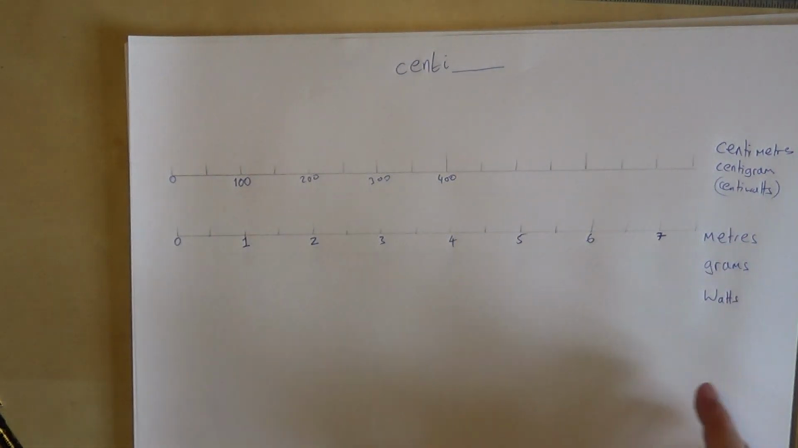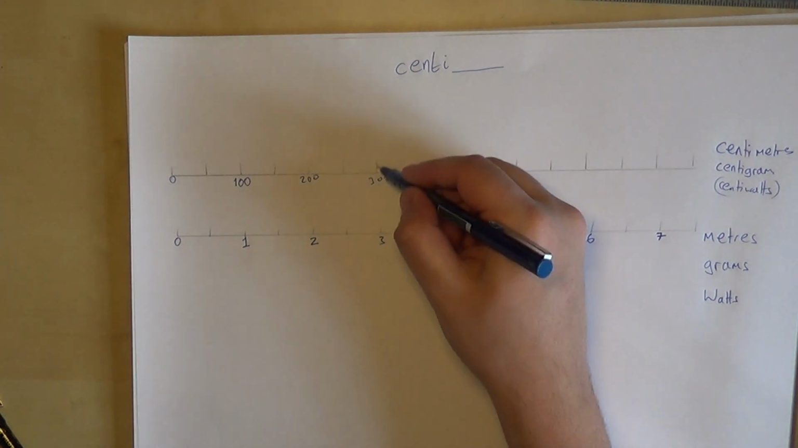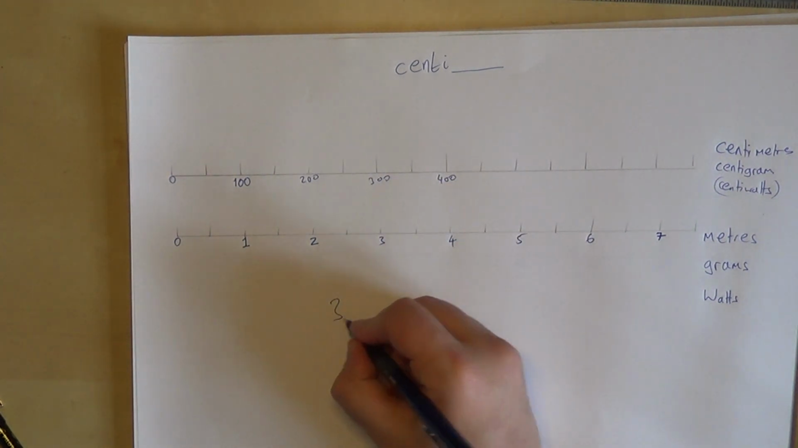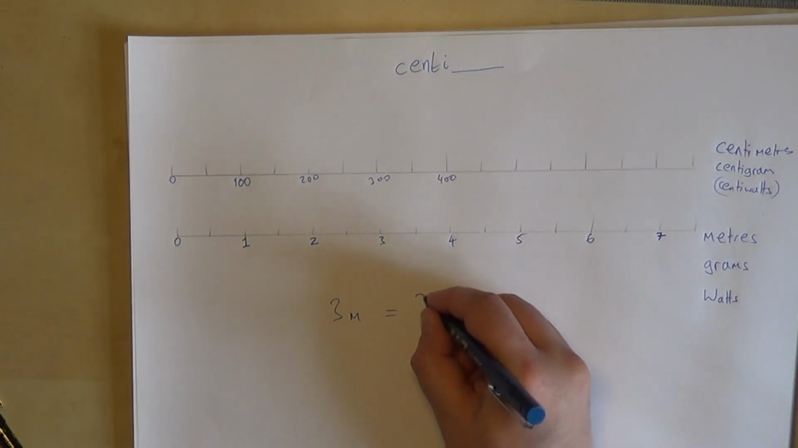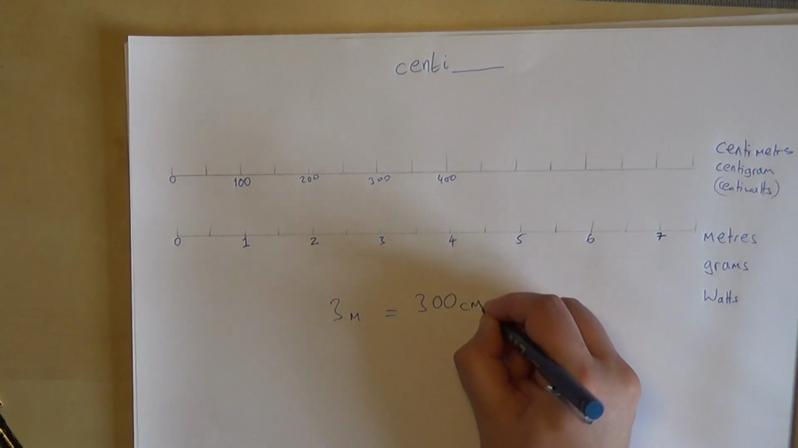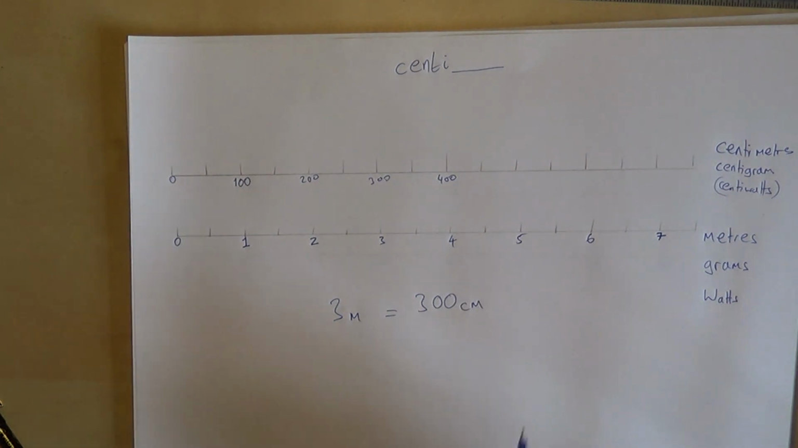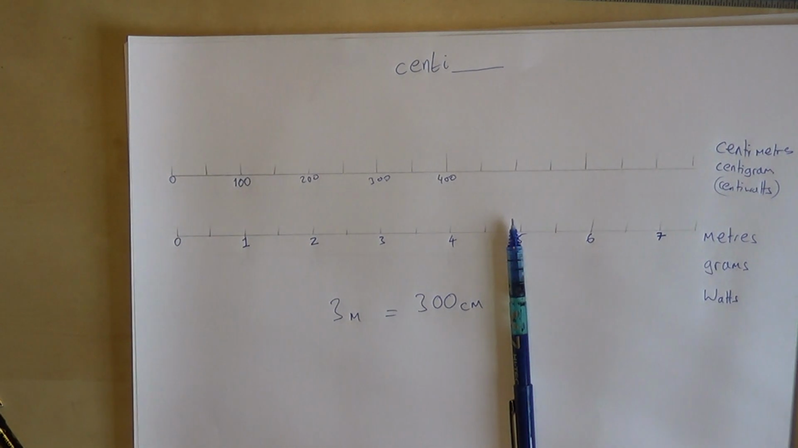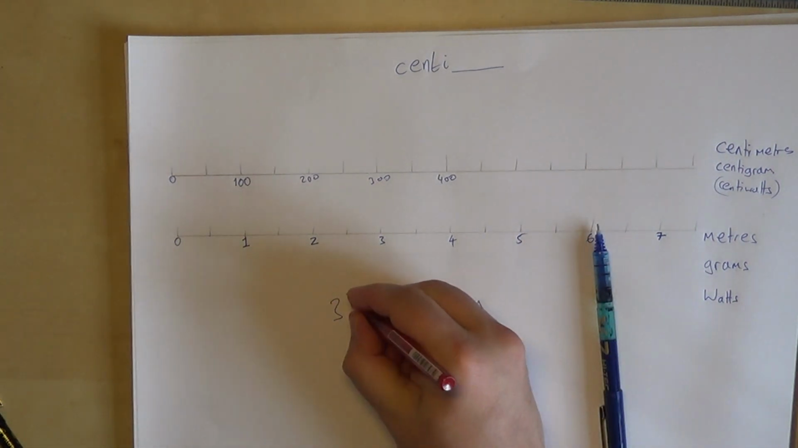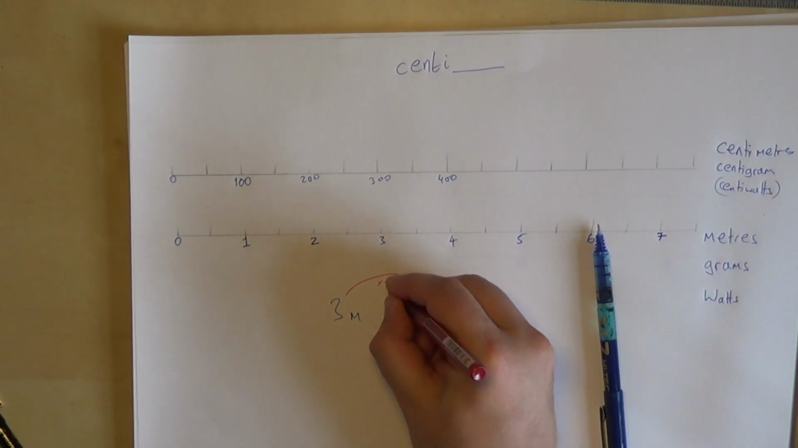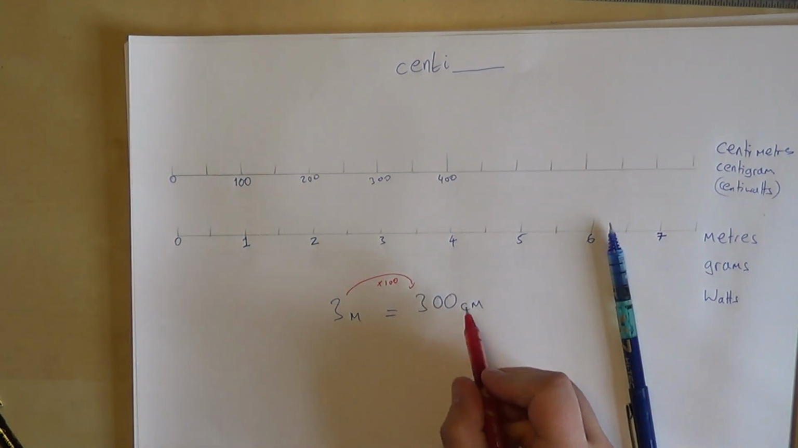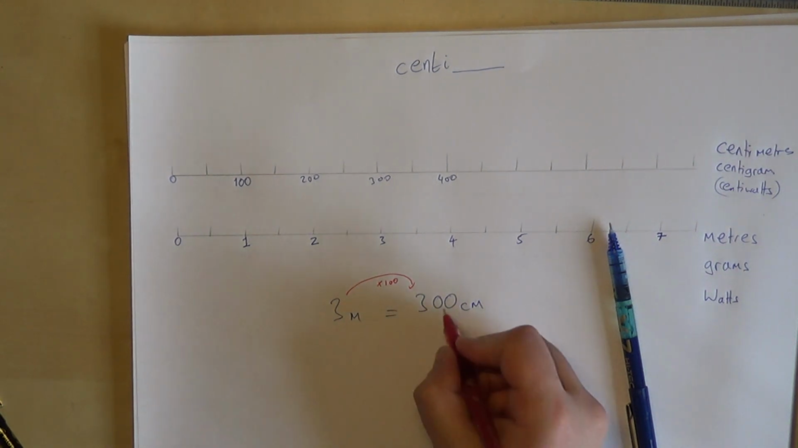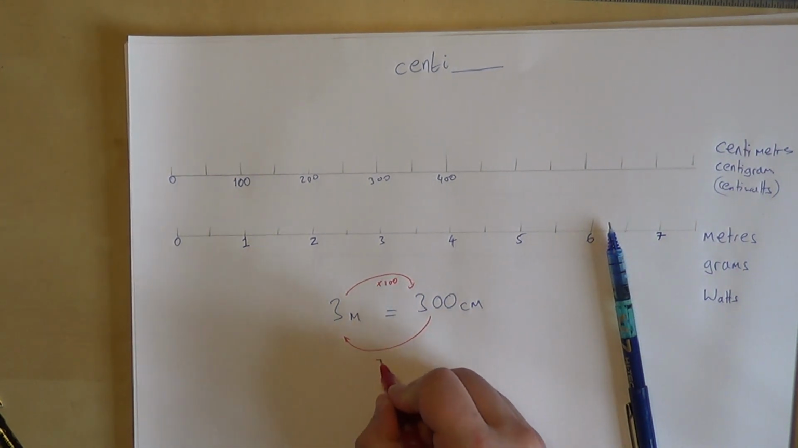So if we have 3 meters, that equals 300 centimeters. They are the same thing. Now if you just have the number and ignore the unit for a second, the calculation here is clearly multiplying by 100. Because centimeters are smaller, more of them fit in. And the calculation the other way would be to divide by 100.